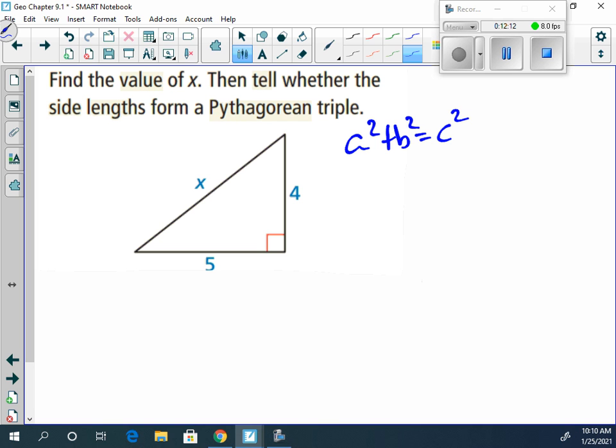A squared plus B squared equals C squared. And we're given the side lengths of 4, 5, and X. So what would be the values of A and B? So what do we have? 4 squared plus 5 squared equals X squared, or C squared, either one.